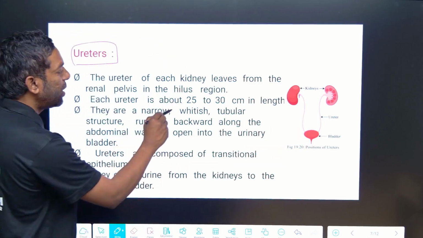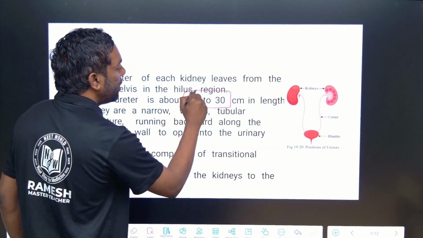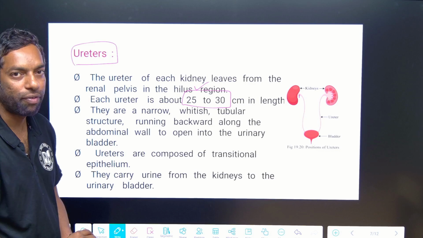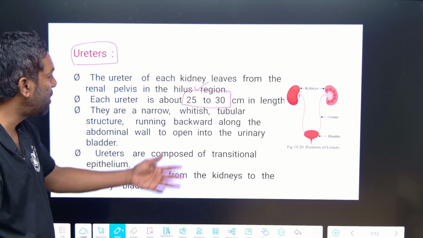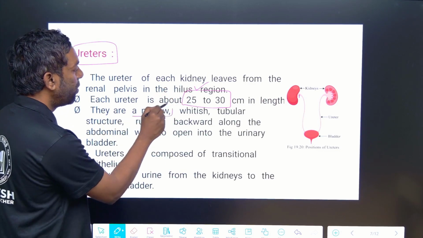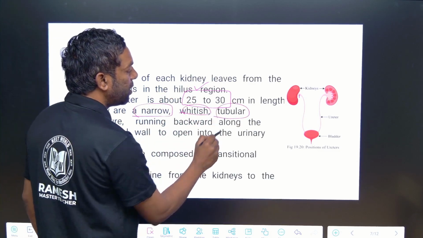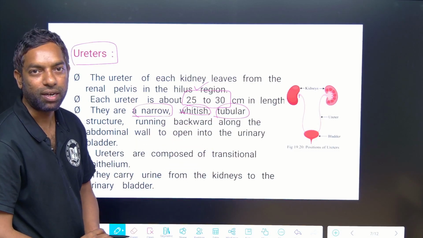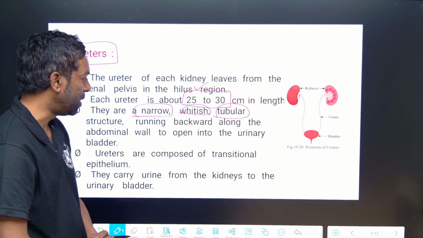Guys, most important, the length of the ureters is 25 to 30 centimeters. They might not ask you that it is a narrow and whitish tubular structure. The length of the ureters, most important, is 25 to 30 centimeters.